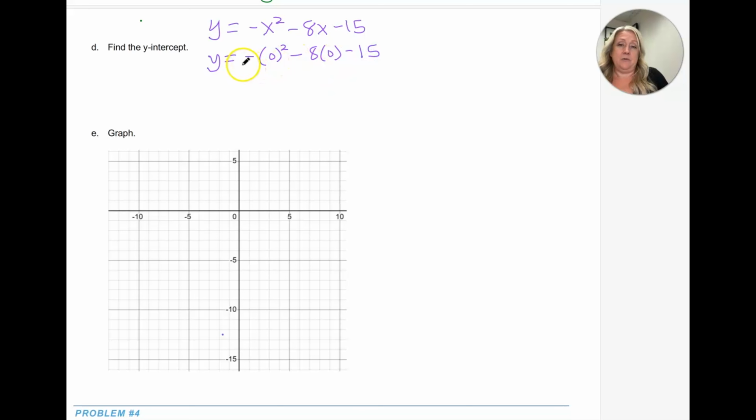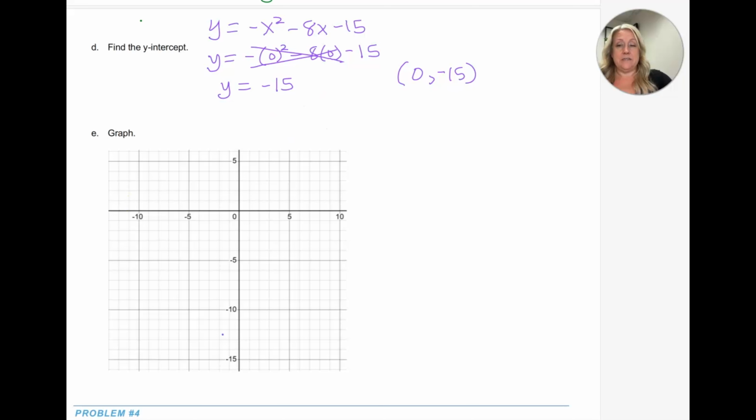And I see, oh, that first term just goes to 0. 0 squared is 0. 0 times -1 is still 0. 8 times 0 is 0. So those two terms just zero out, and we're left with -15. y equals -15. So when it's in this general form, it's easiest to find that y-intercept. Let's go ahead and write this down as the ordered pair as well. We said x was 0, and when x was 0, y is -15.